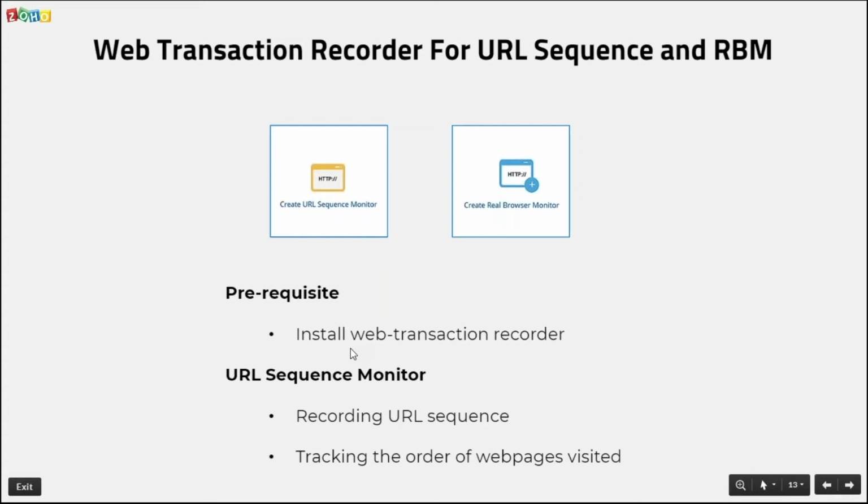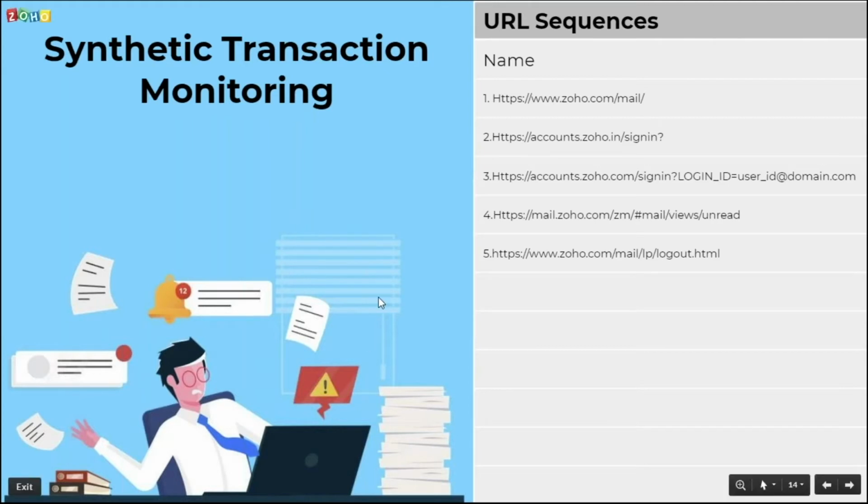You have to make sure that you install the web transaction recorder for Applications Manager, and then you can record the URL sequence. So you can capture the page navigation that the user will do and that you want to monitor. You have to record that, and then you can track the order of the web pages visited. So here is a quick example.